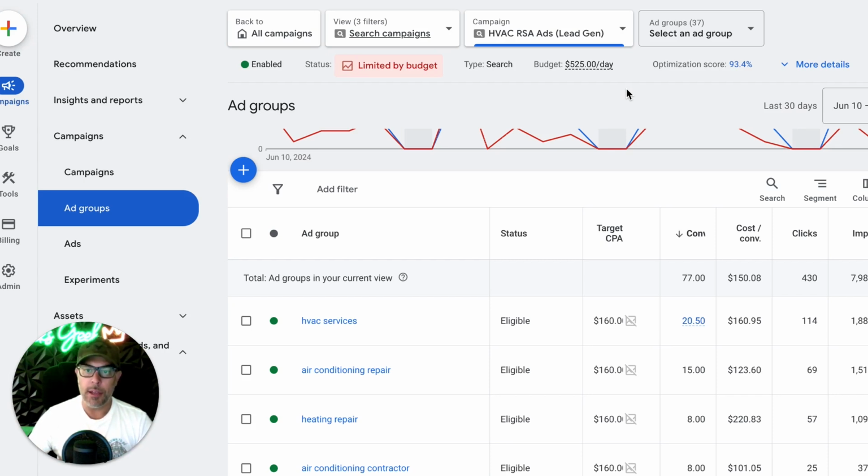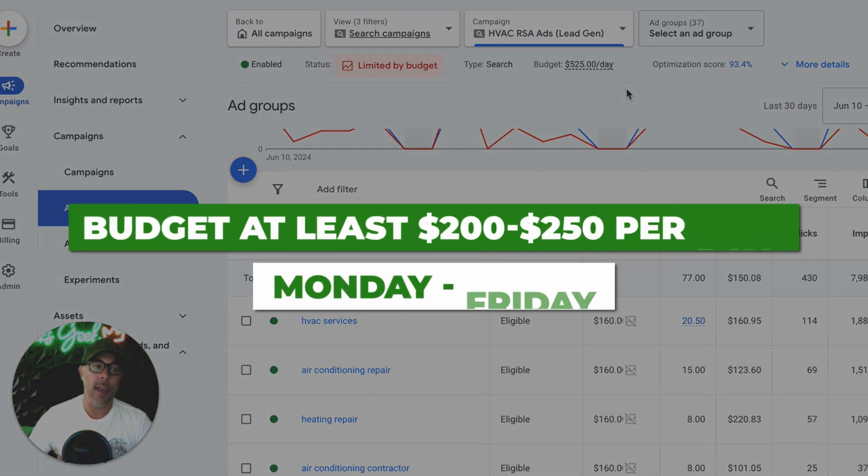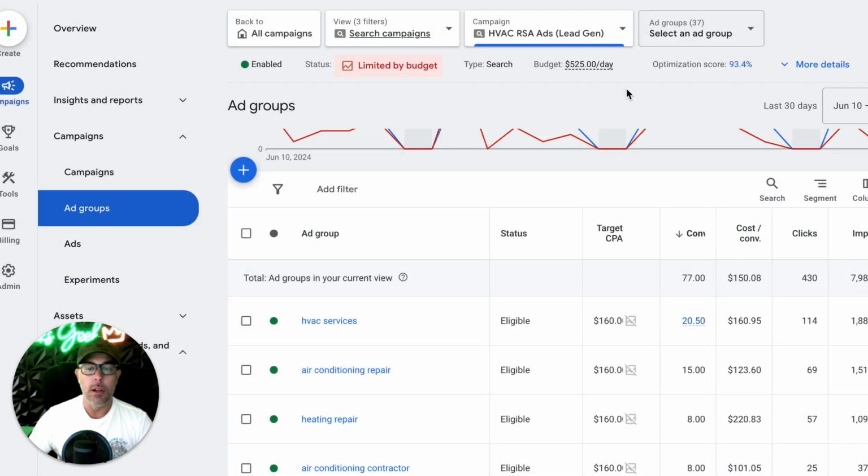The campaign is doing really well. They have a huge budget. You don't need a very, very big budget like this in the HVAC space if you're going to run ads. I would suggest, honestly, at least $200 to $250 a day, Monday through Friday, to run a successful campaign. And that's only because, guys, these click prices are freaking insane. In the last 24 months, Google has just skyrocketed click prices across the board on these types of niches.